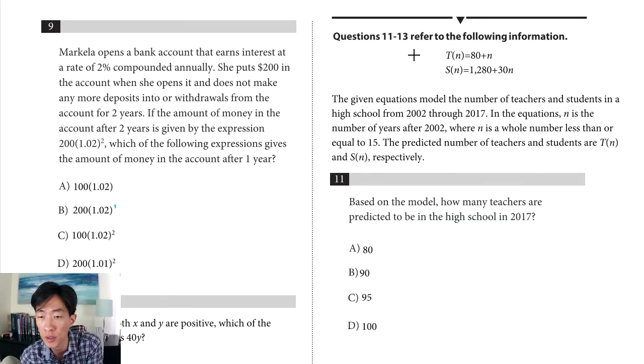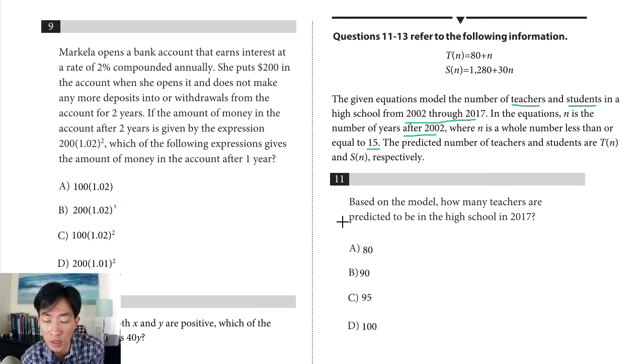All right, 11 and 13 refer to these equations. When I look at these, I immediately see linear equations with different rates of change. One is 1n, one is 30n, and they have different y-intercepts, or different places that they start. It says the given equations model the number of teachers and students in a high school from 2002 to 2017. In the equations, n is the number of years after 2002, where n is a whole number less than or equal to 15. The predicted number of teachers and students are T of n and S of n respectively.